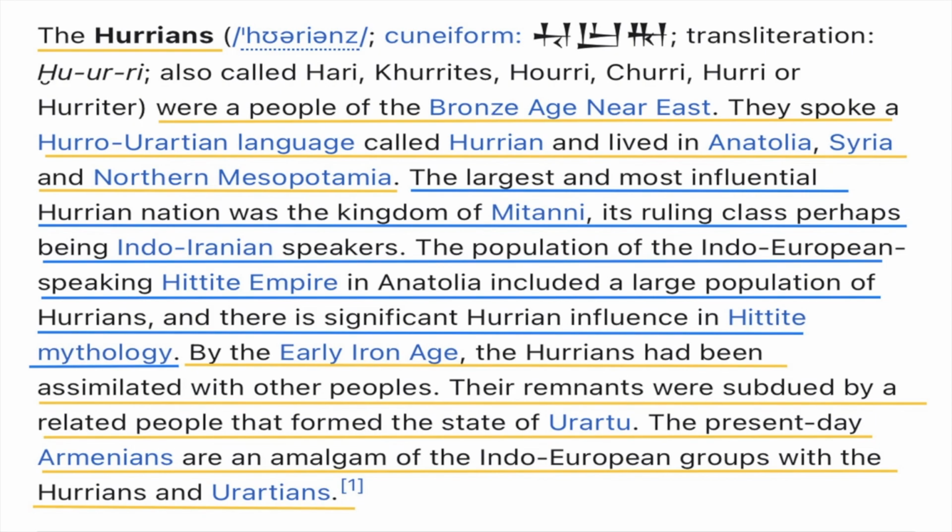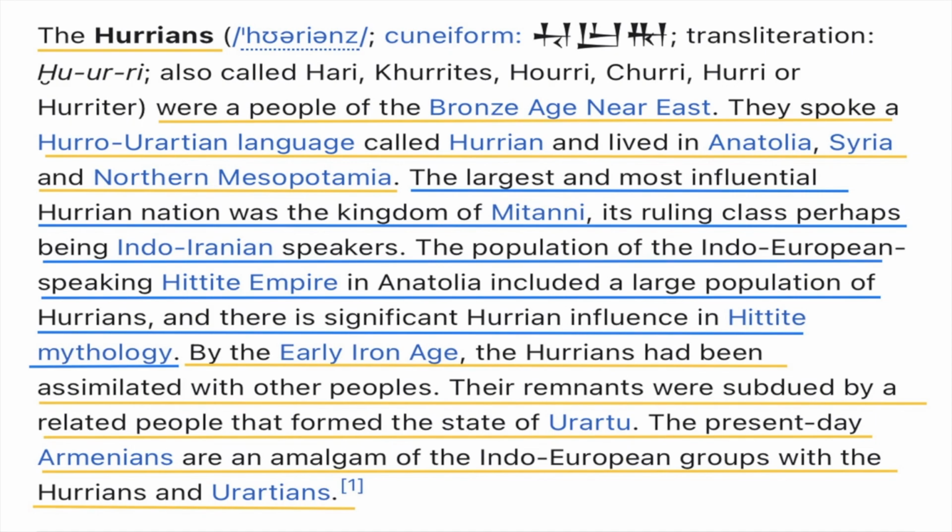By the early Iron Age, the Hurrians had been assimilated with other peoples. Their remnants were subdued by a related people that formed the state of Urartu, and present-day Armenians are an amalgam of the Indo-European groups with the Hurrians and Urartians.